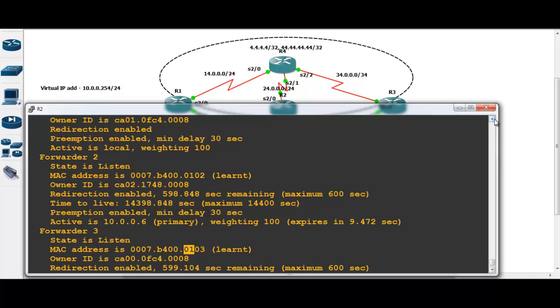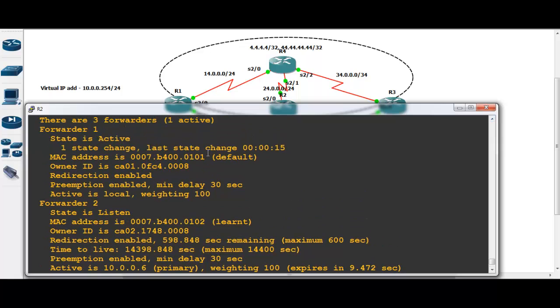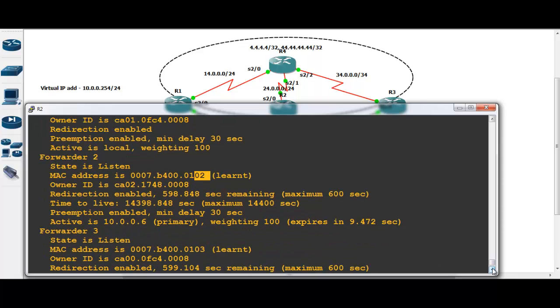Yeah, the last two numbers will increment. For forwarder 1 it is 01, for forwarder 2 it is 02, for forwarder 3 it is 03. The two before that are your group ID. This is your group ID. No, don't go to the other case. Yeah, in the other case it is static, only one active device. All the others are going to be backup or listening or standby. So you need not increment the last two digits. So the last two digits will be used for group.